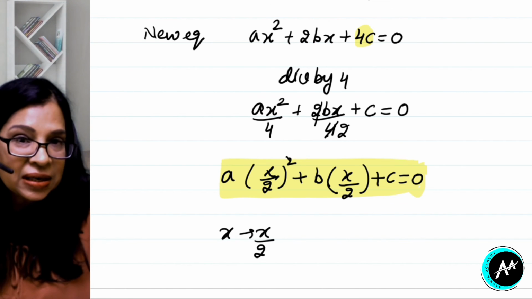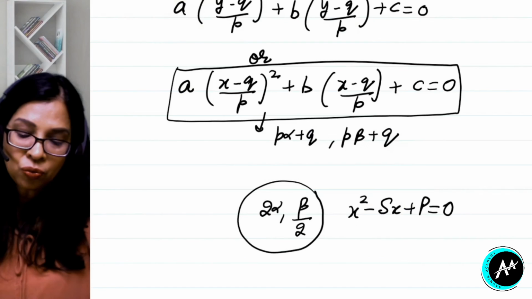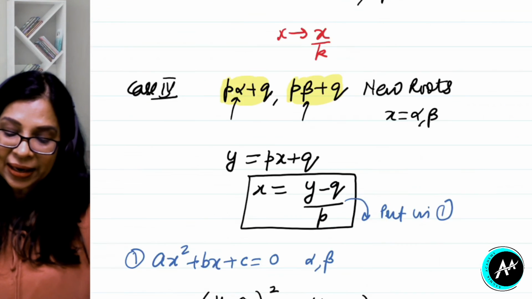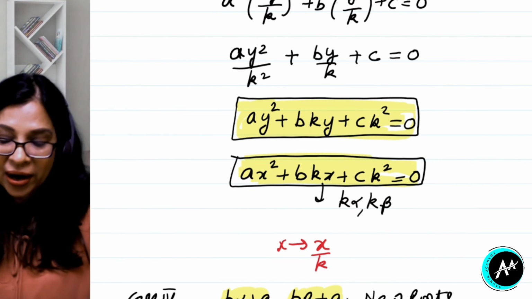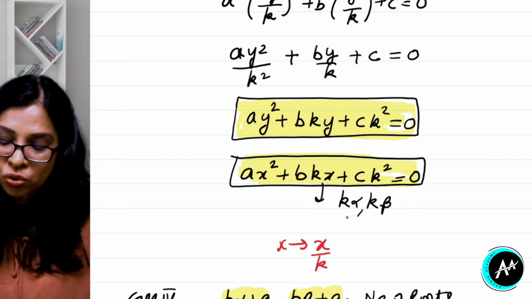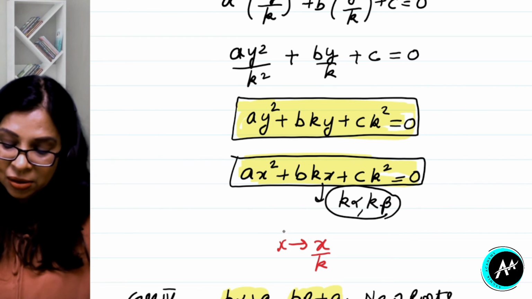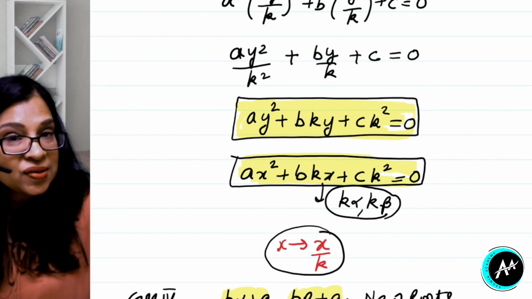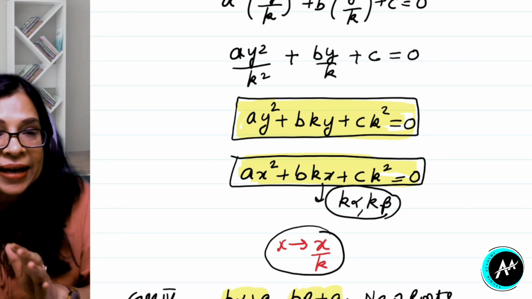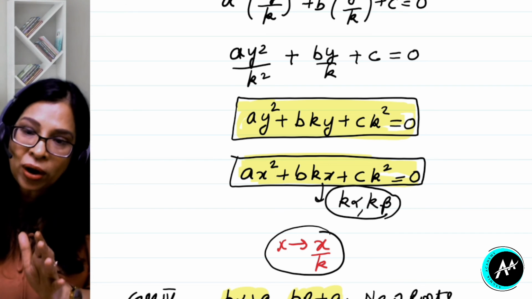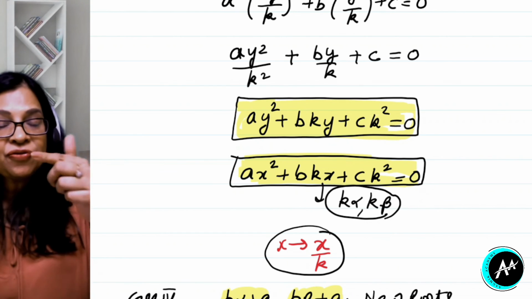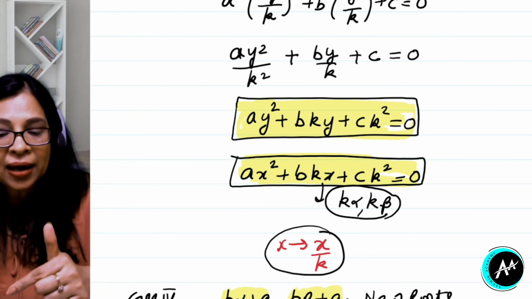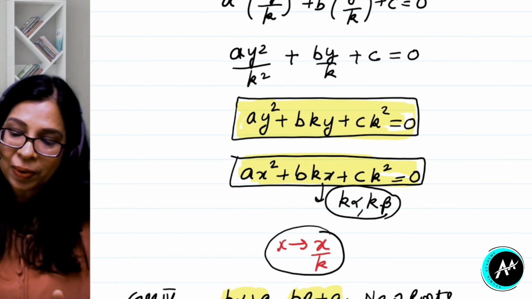Remember the direct result that we have done? Let me show you. Look here. This result I am talking about: if the roots were k alpha, k beta, can you see? If the roots are k alpha, k beta, x gets replaced by x by k. So if x is getting replaced by x upon k, then the new roots get multiplied by k. Okay? If x is getting divided by k, roots are getting multiplied by k.